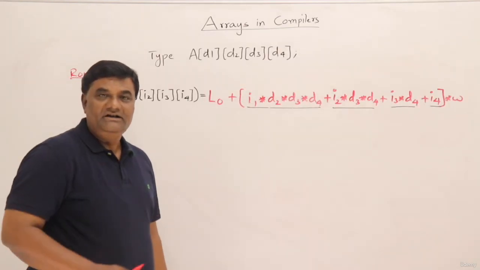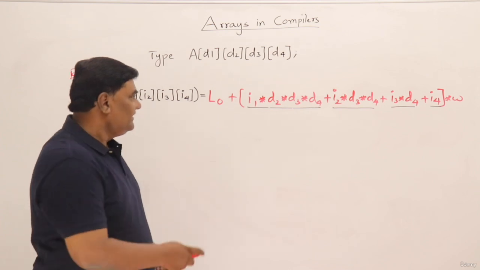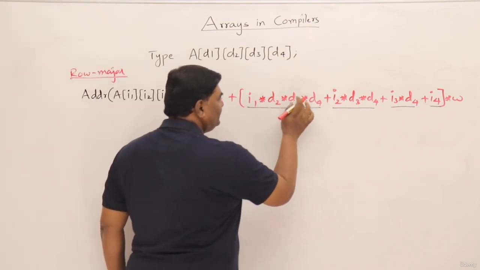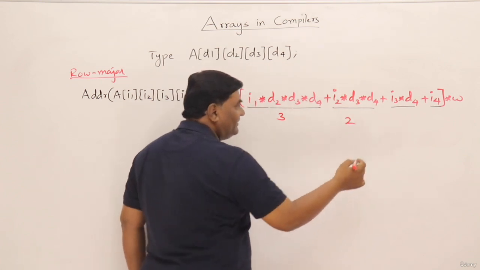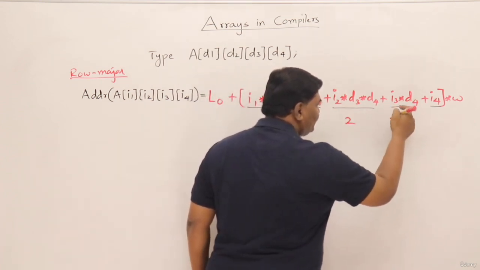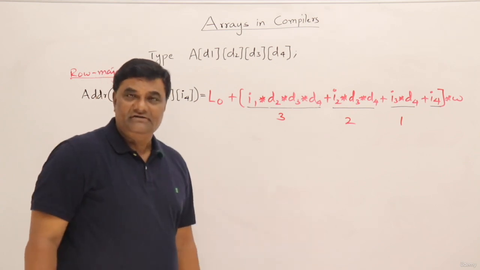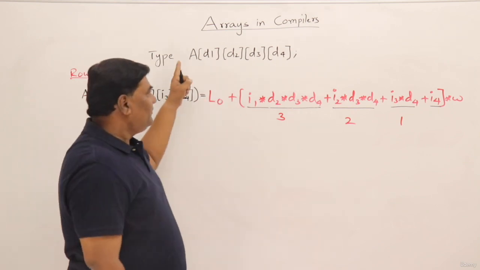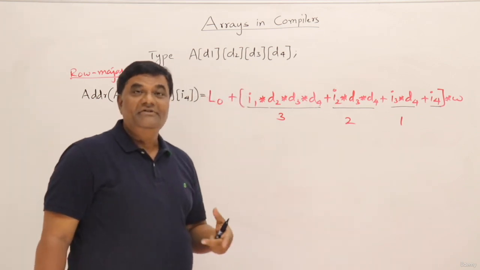Let us see how many multiplications are performed for getting this result. Let us count them. 1, 2, 3: 3 multiplications here, 1, 2: 2 multiplications here, and 1 multiplication here. Then that W is common always, that is plus 1. Depending on dimensions, the number of multiplications inside the brackets may vary.